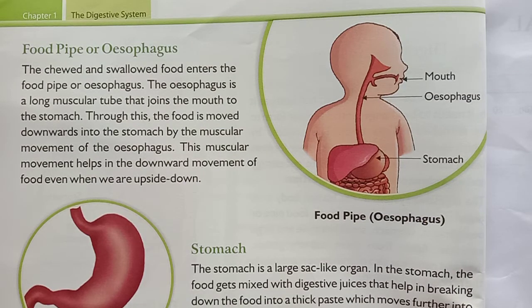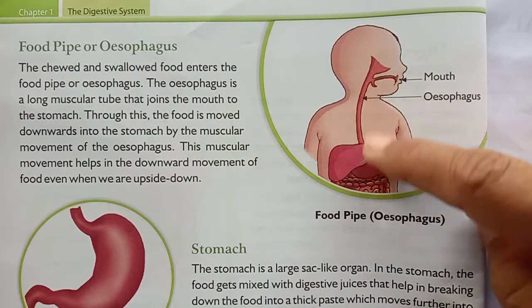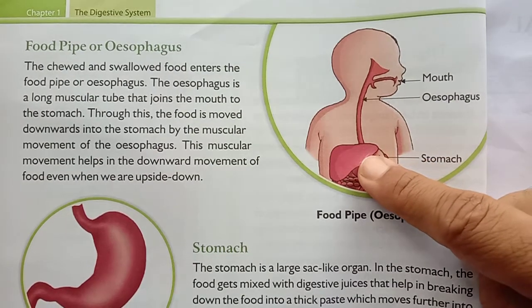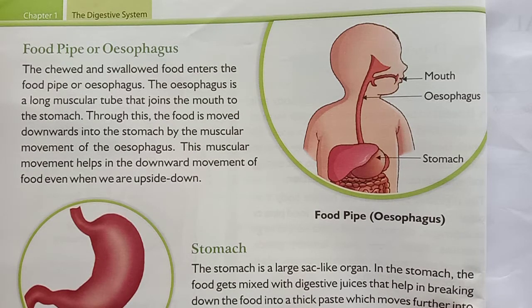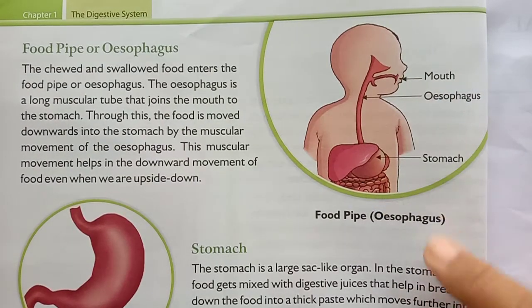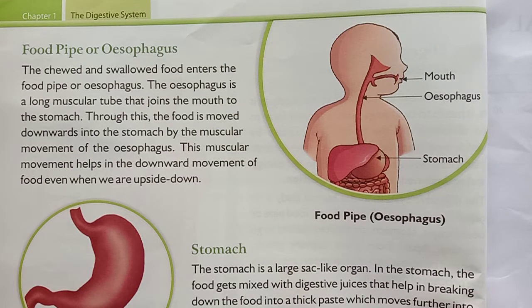Through this, the food is moved downwards into the stomach by the muscular movement of the esophagus. With the help of this muscular movement, the food will come here and reach the stomach. This muscular movement helps in the downward movement of the food even when we are upside down. I hope you understood this. This is the work of the food pipe, or esophagus.